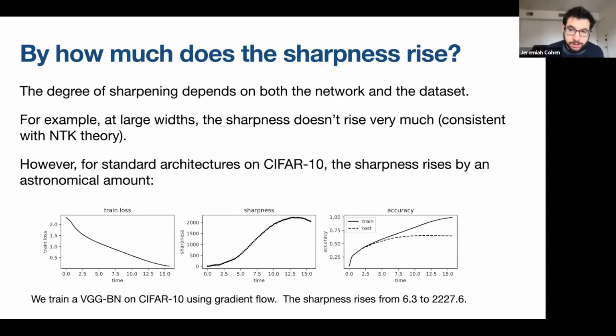And indeed, in the middle, I'm plotting the sharpness. You can see the sharpness rises from 6.3 at initialization to 2227.6. That's at its peak before dropping at the end because I'm training with cross entropy. So it rises by this hugely astronomical amount once we let it. So this is what happens with small step sizes.